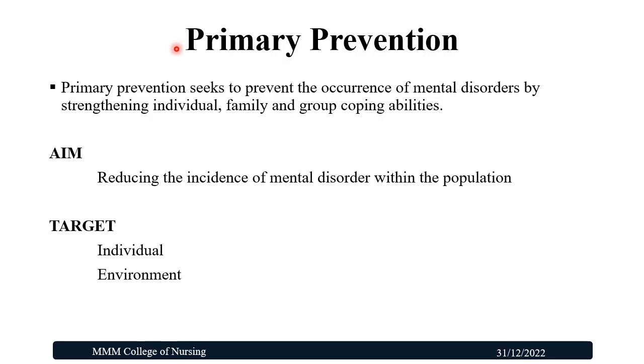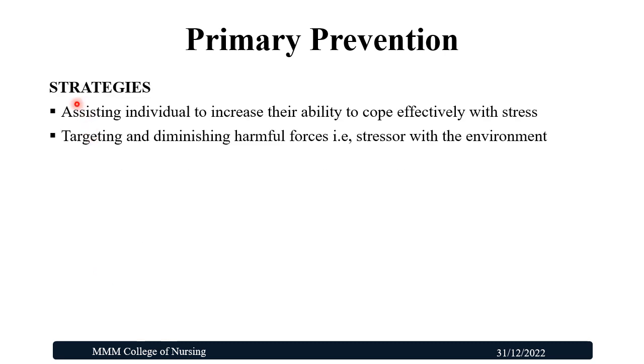Let's discuss the primary prevention. Primary prevention seeks to prevent the occurrence of mental disorders by strengthening individual, family, and group coping abilities. The aim is to reduce the incidence of mental disorder within the population. The target groups are individual and the environment. The strategies carried out: one, assisting individuals to increase their ability to cope effectively with stress. Second, targeting and diminishing harmful forces, that is stressors, within the environment.